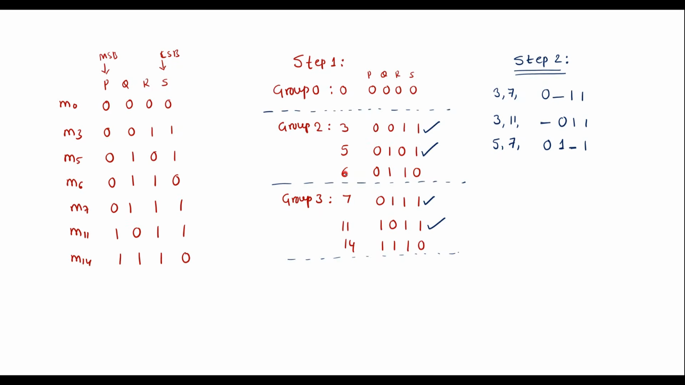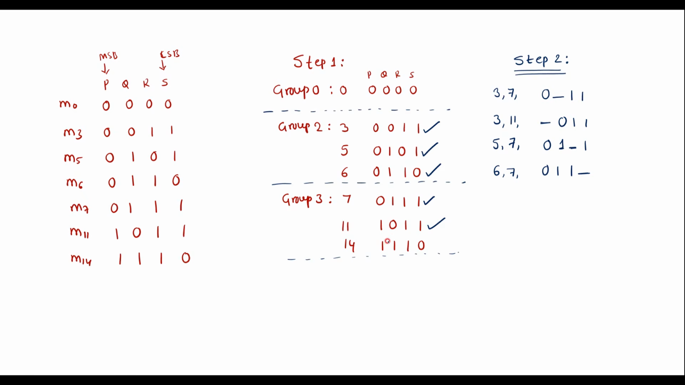Now I will compare minterm 6 of group 2 with each value of group 3. If I compare 6 and 7, it differs by 1 bit at the LSB. So I can represent 6 and 7. I will write it as 6, 7, 0, 1, 1 is the same, 0, 1, 1. It differs by the LSB. I will put a dash here. Now we are supposed to put a check mark for 6 and 7. 7 already has one. I will put one for 6.